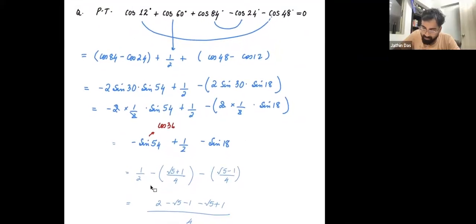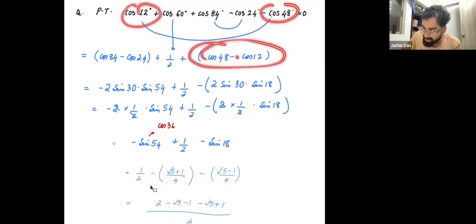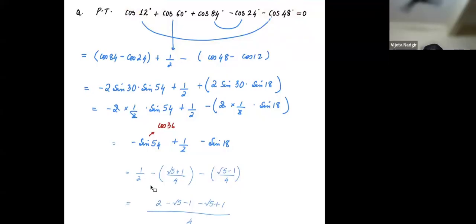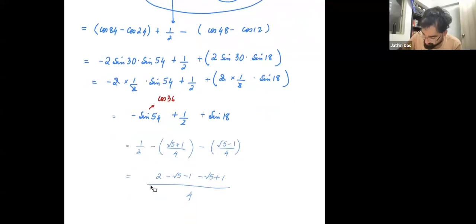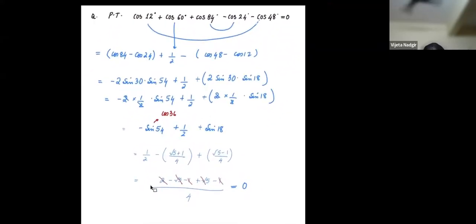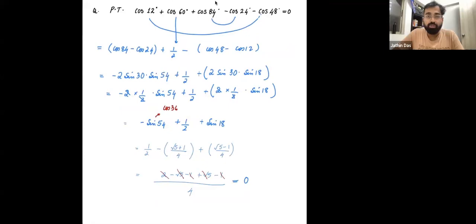Did I do something wrong? Here it is cos 12 minus cos 48. So I've taken the bigger angle minus smaller, so a negative should come outside, right? Yes. Okay, I didn't do that negative. Sorry. Now it is correct. So this all cancels, 0. You got 0? Yeah. Good.